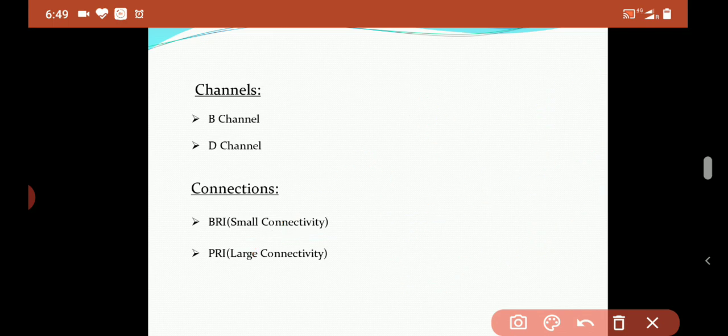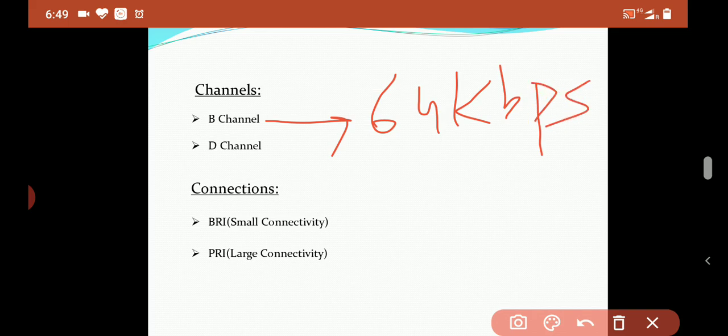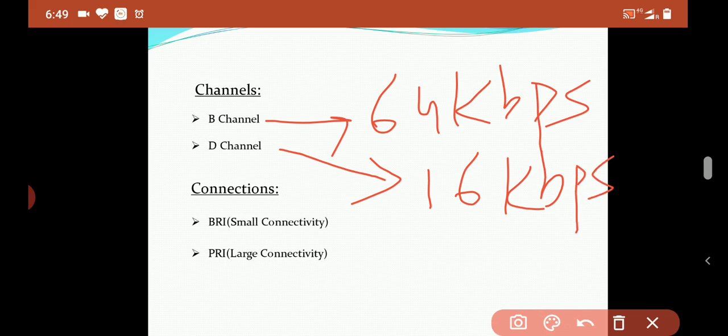So basically, if I am talking about the first part, the channeling scheme, the B channel service operates at 64 kbps and is meant to carry user data. Whereas the D channel services operate at 16 kbps and are meant to carry control and signaling information.